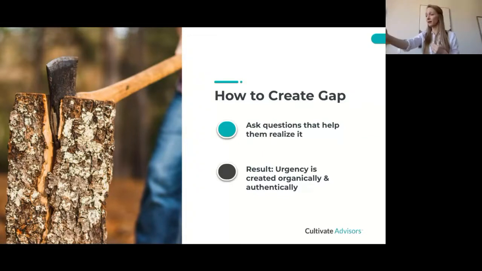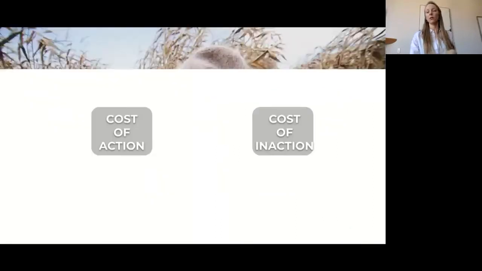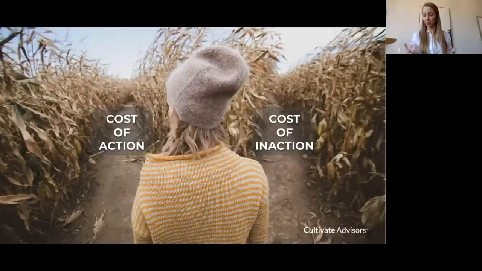If I want to get here by this time, that means I have to take action. You're helping them see that so that they take urgency on their own initiative. So once you have that, okay, there's a gap that exists, they know where they are, they know where they're going to go. What do I do with it at that point? You're going to talk about the cost of action and the cost of inaction. So we're actually going to look at about a 30-second clip around what this looks like to give you guys an example.